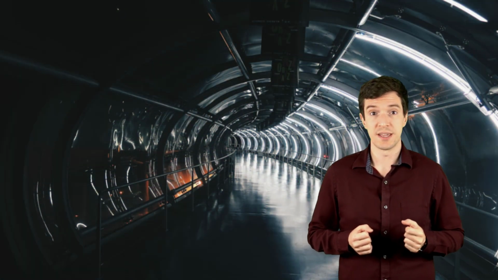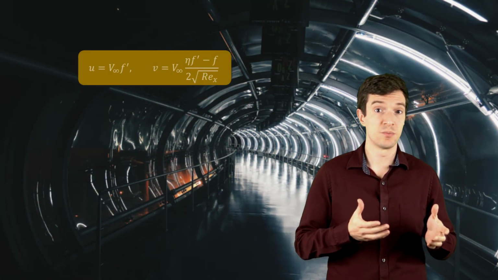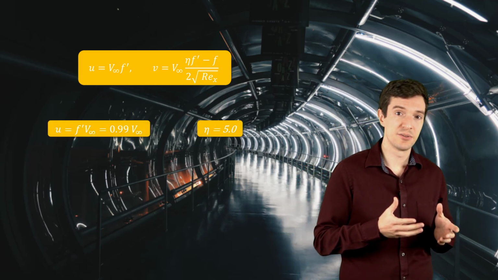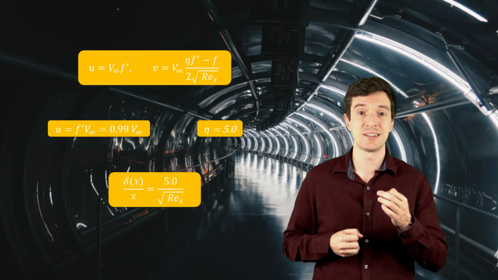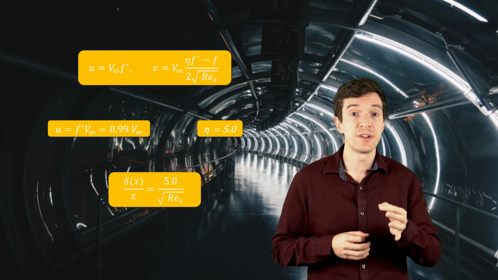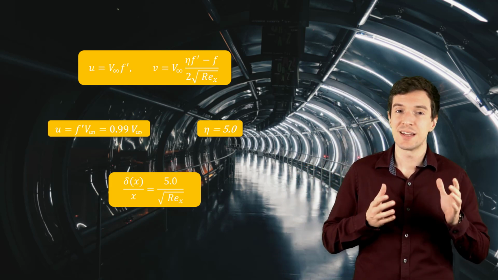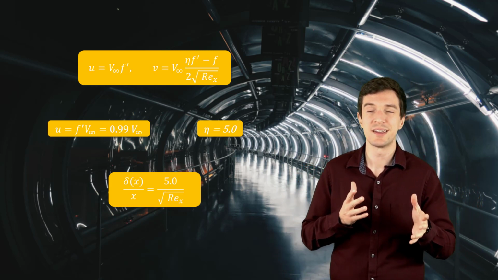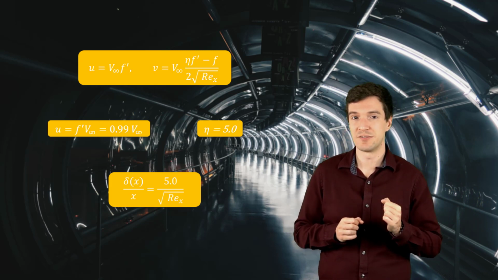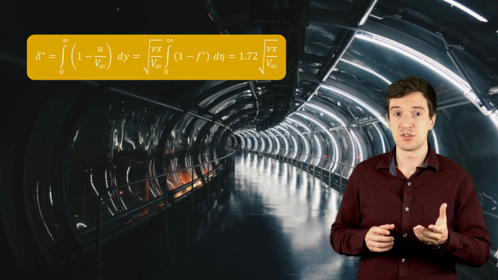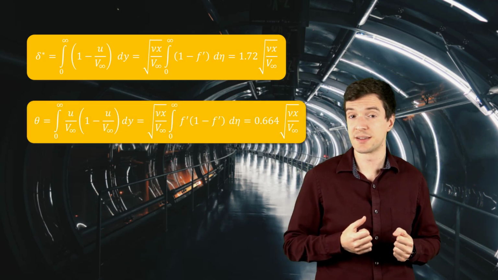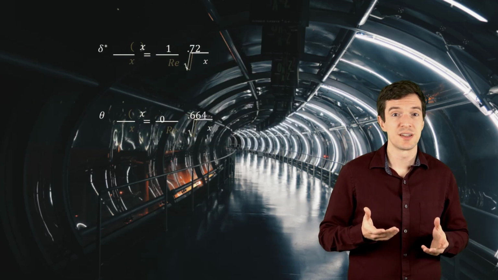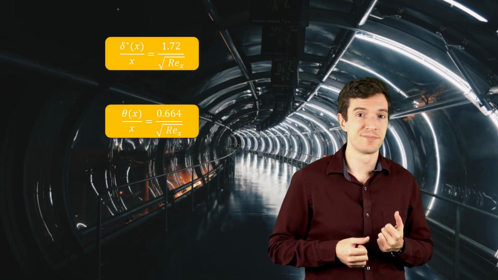Once the solution is obtained, we can calculate the velocity components using these relations. Hence, we can calculate the boundary layer thickness locating the point where the velocity is 99% of the free stream velocity. That occurs at approximately eta equal to 5. Using the solution, we can also estimate the displacement thickness and momentum thickness. The two terms can be rewritten in these forms.